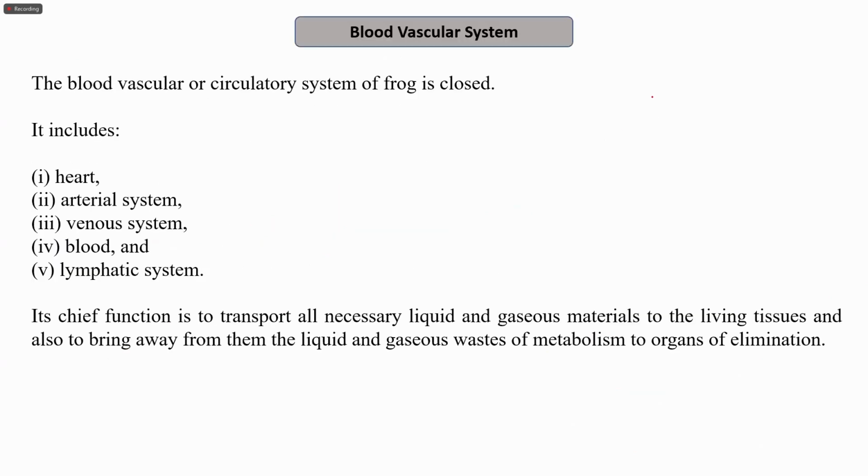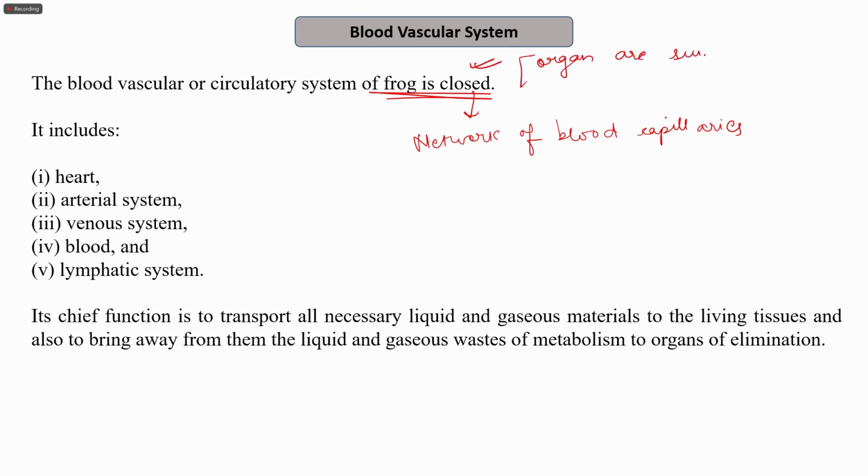The next system is the blood vascular system. The blood vascular system of the frog is closed. That is, it contains a network of blood capillaries. So the blood vascular system or the circulatory system of the frog is closed. The organs are supplied with the blood through the capillaries.